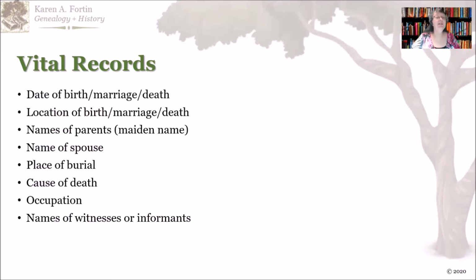You may be able to see the names of who the witnesses were at the marriage, or who the informant was for the death information. These can be very helpful because the witnesses and informants are usually family members, and their names could lead to additional records or may help evaluate the information that was provided.